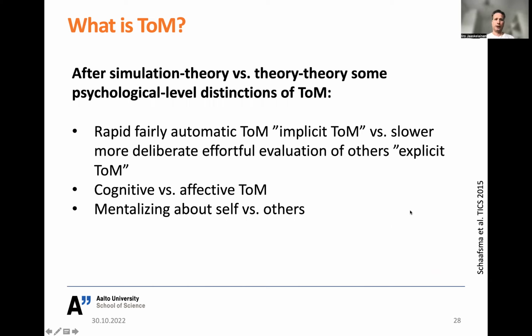These authors also point out that after the simulation theory and theory theory, some psychological level distinctions of theory of mind were presented. So, for example, the rapid, fairly automatic theory of mind is called the implicit theory of mind, versus slower, more deliberate, effortful evaluation of others, which is explicit theory of mind. And okay, so we can relate to this situation. Sometimes we get it very implicitly. We don't even stop to think about it, and sometimes we quite carefully consider what is going on here. Also cognitive and affective theory of mind, mentalizing about self versus other, and so on and so forth.